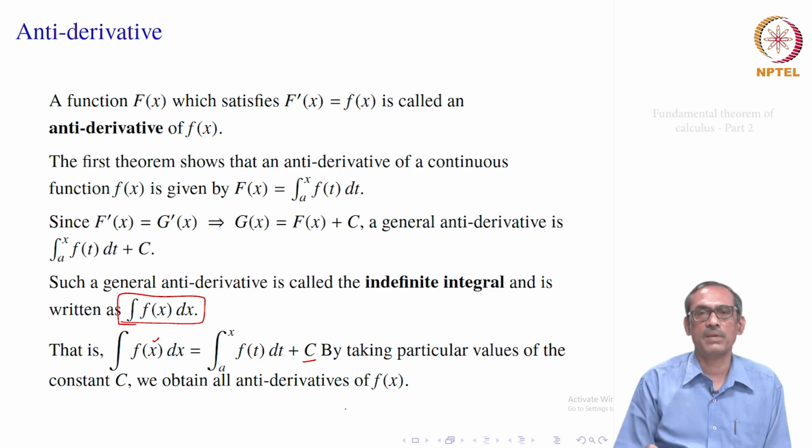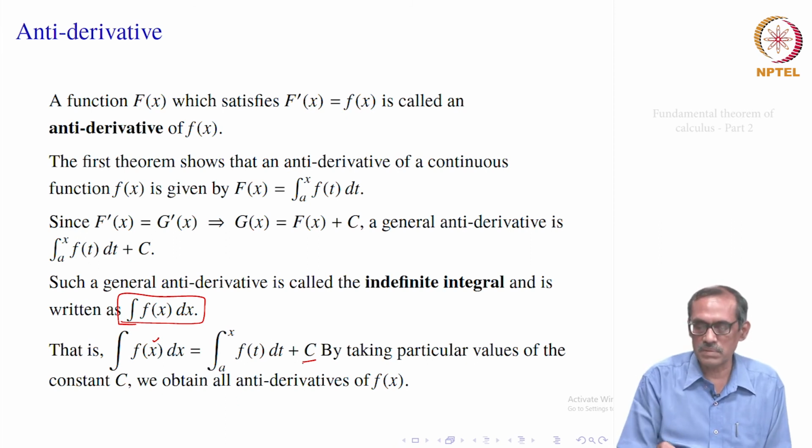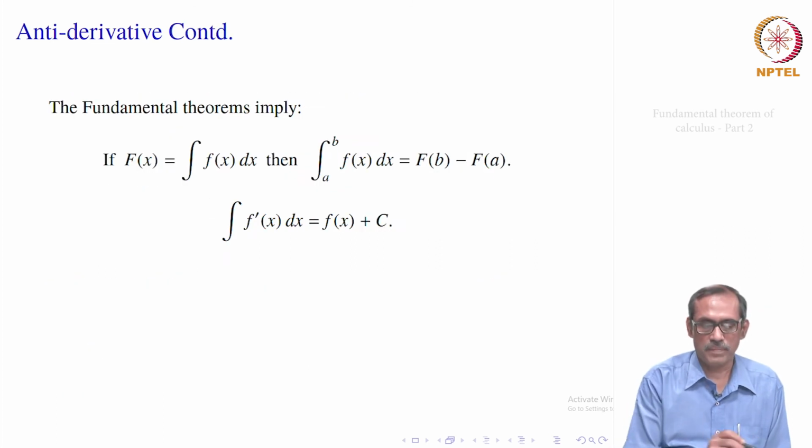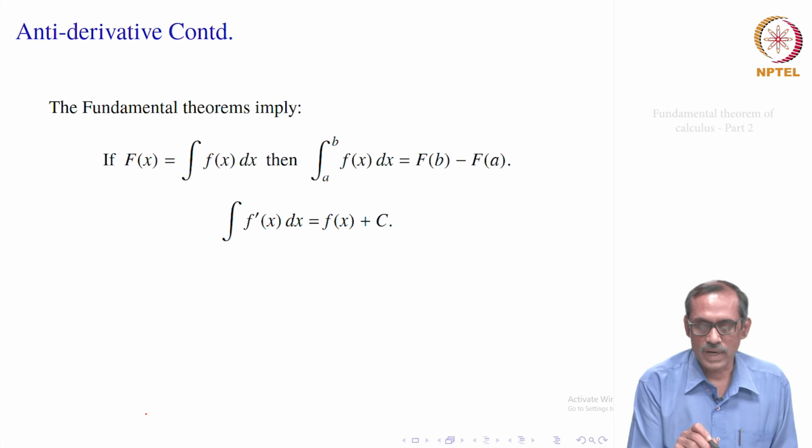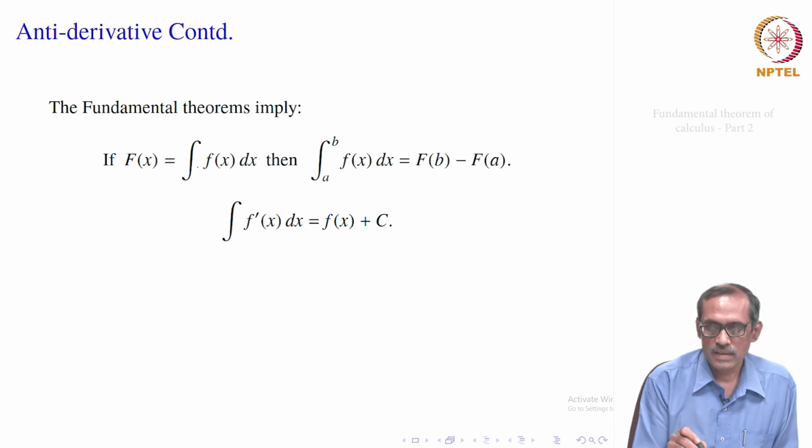When you take a particular value of c, we get back an antiderivative. So, all the antiderivatives are given by this, where c varies over all real numbers. These are all the antiderivatives possible. Okay. Now if you look at the fundamental theorems, we can write them in terms of the antiderivatives.